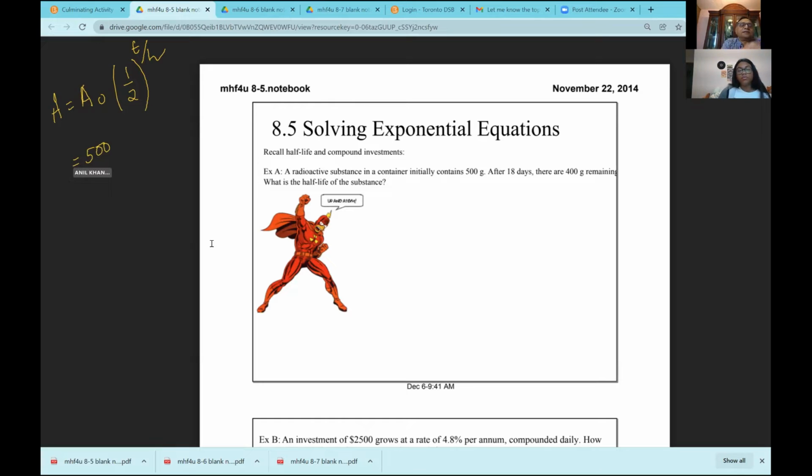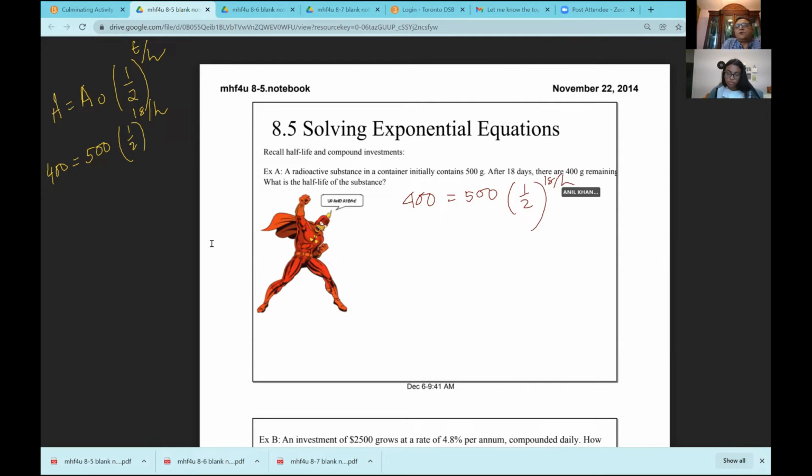After 18 days, so t is 18, right? So half to the power of 18 divided by, we don't know what H is, and we get 400 grams. You see that? So that is the equation to be solved. So from the half-life equation, we have 400 equals 500 times half to the power of 18 over h.